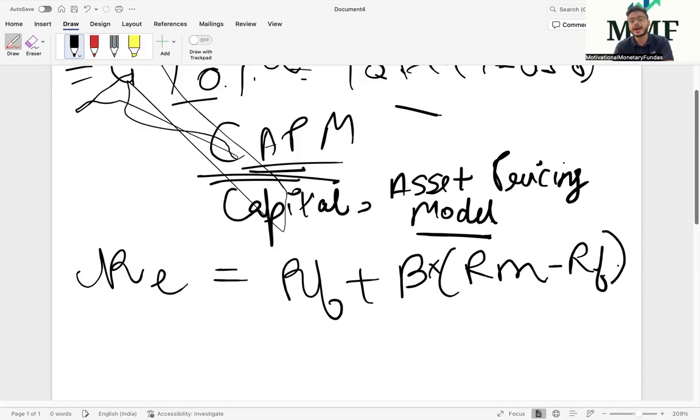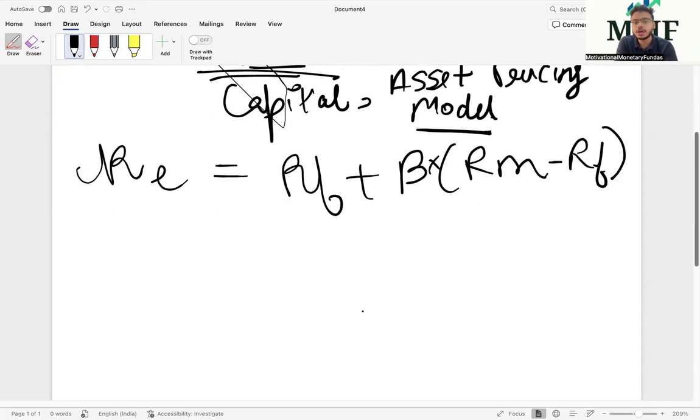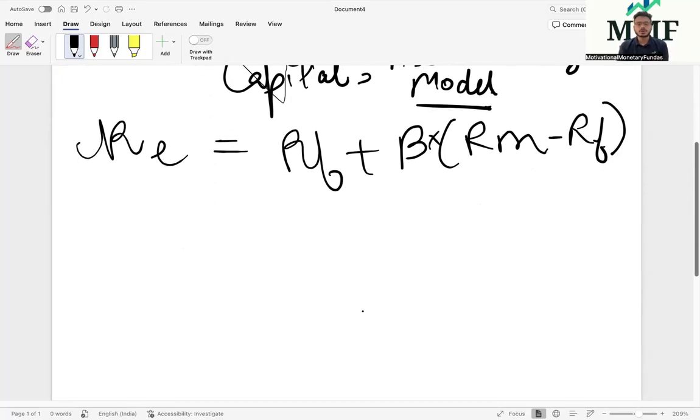Now here we shall try to decode each and every input or raw material used to calculate this cost of equity, because each input is very important here. We need to decode each input and that will take time. So this KE represents the cost of equity.